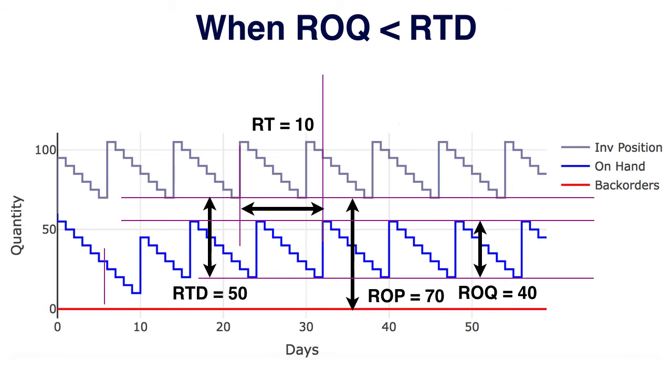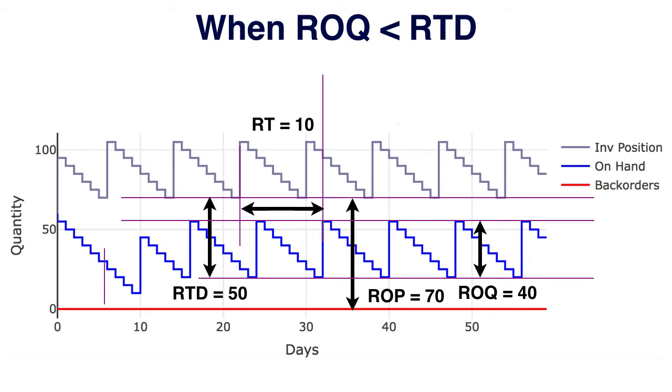What happens is, when the ROQ is less than the RTD, it will not replenish sufficiently. Therefore, you need to place another order, and then that will come through only in the next cycle, etc. That's what happens in this scenario.